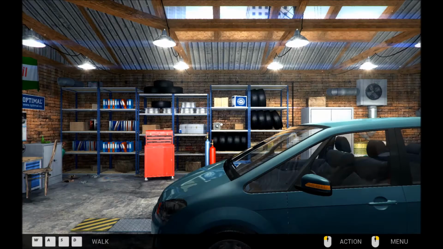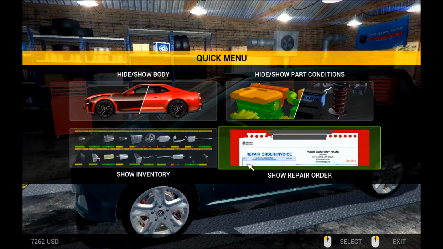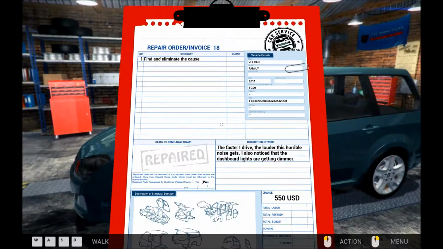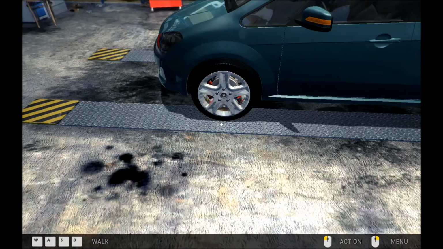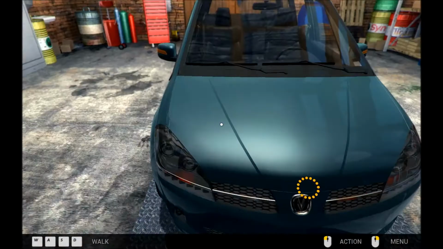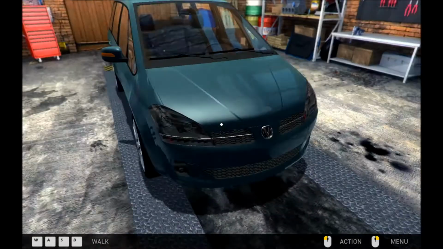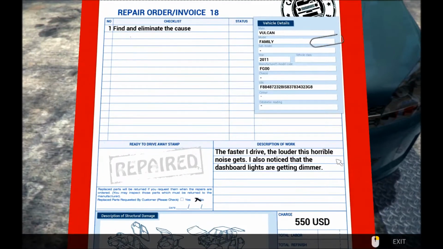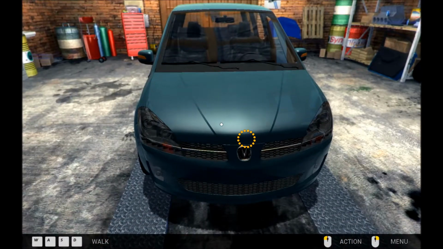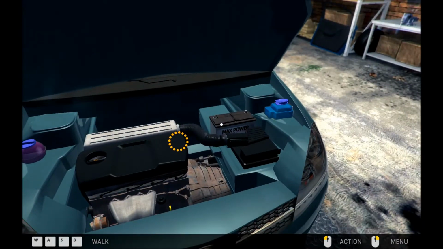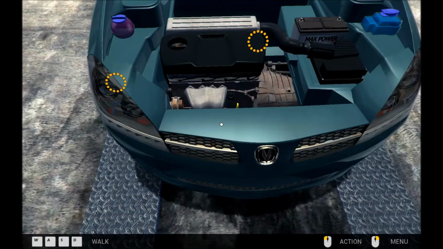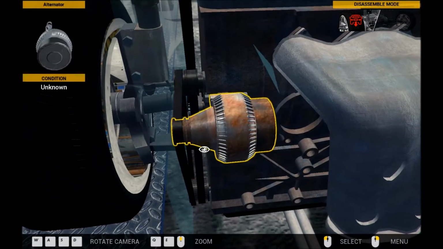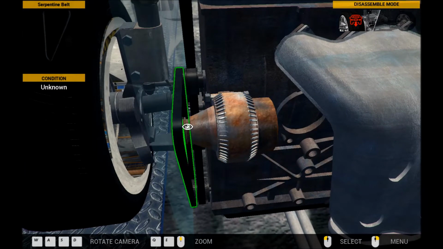And we're back. Okay. Find and eliminate cause. No. I guess it only tells you stuff if it requires a test drive. I really don't know. Okay, so what was it again? A horrible noise. What knows? Battery. Battery looks okay. Maybe the alternator. If that's the alternator, looks awful. Alternator. Its condition is unknown.